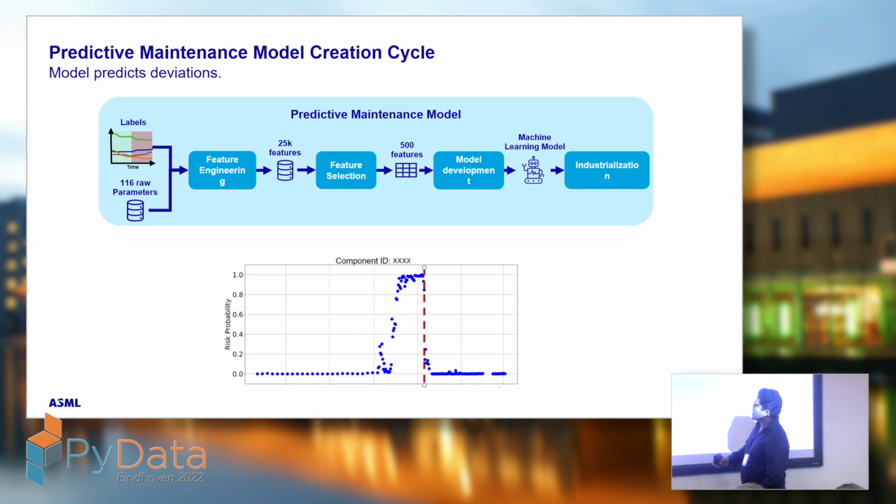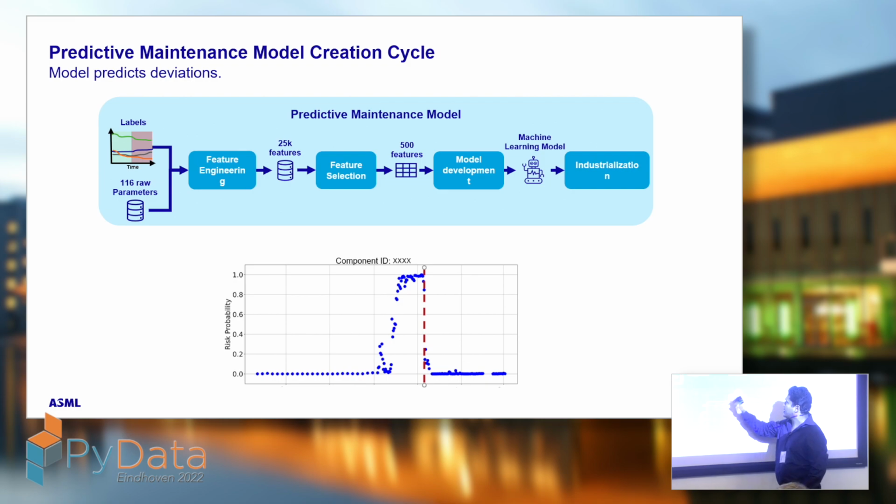So as Hamideh explained, this is, let's say, a predictive maintenance model. It goes through several steps. There is data, and then there is domain knowledge coming in through the labels, feature engineering, feature selection, model development, and industrialization. We figured out that we do these things very well. This is a story from some time back, so some of the gaps we have since closed.